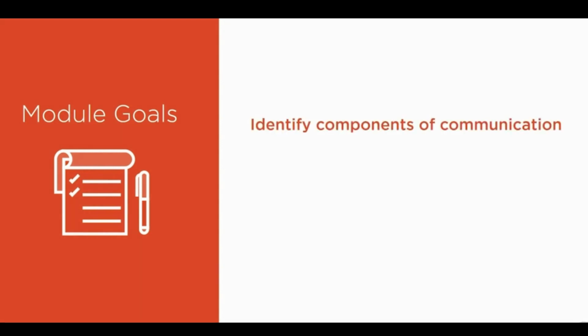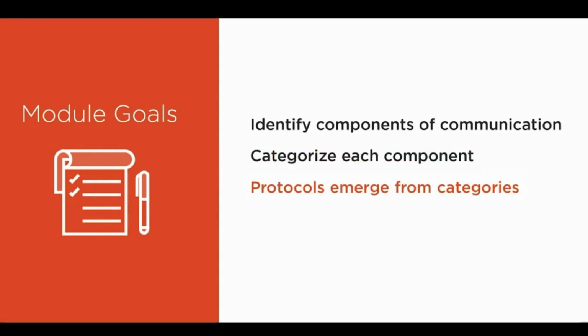So what I want to do here is identify the components of communication that we use in our day-to-day life so that we can use that as an analogy to see how that works in data networking. We're going to categorize each component. We're going to see how protocols emerge from these categories. And then we're going to see how the protocols and models can be used to better understand how networking works.